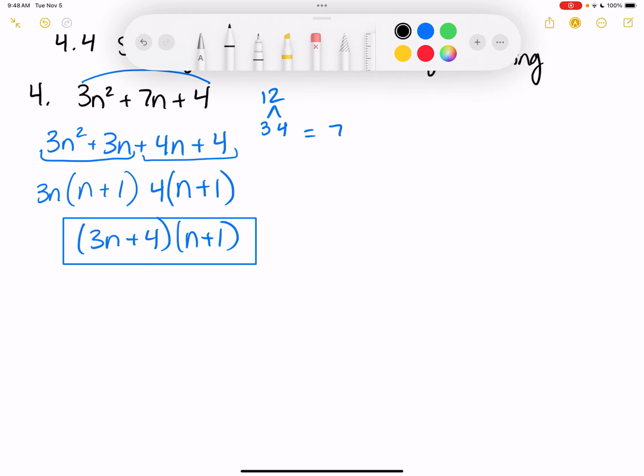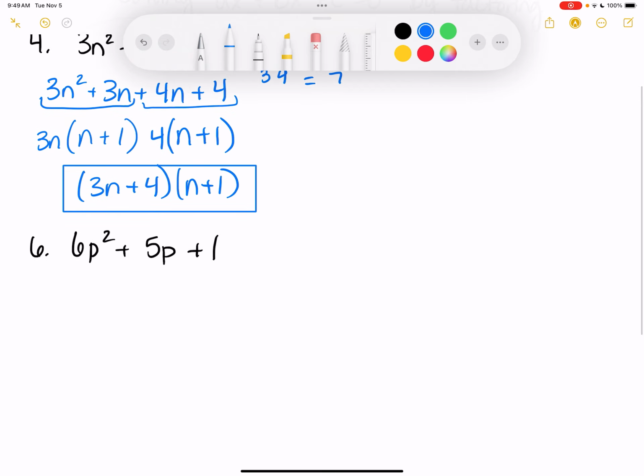All right, 6. 6p squared plus 5p plus 1. So arch method, I need factors of 6 that add up to give me 5.